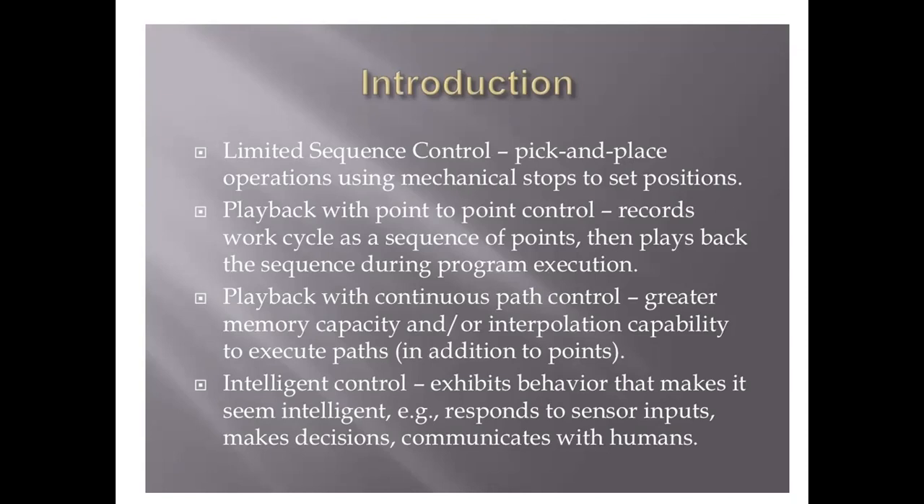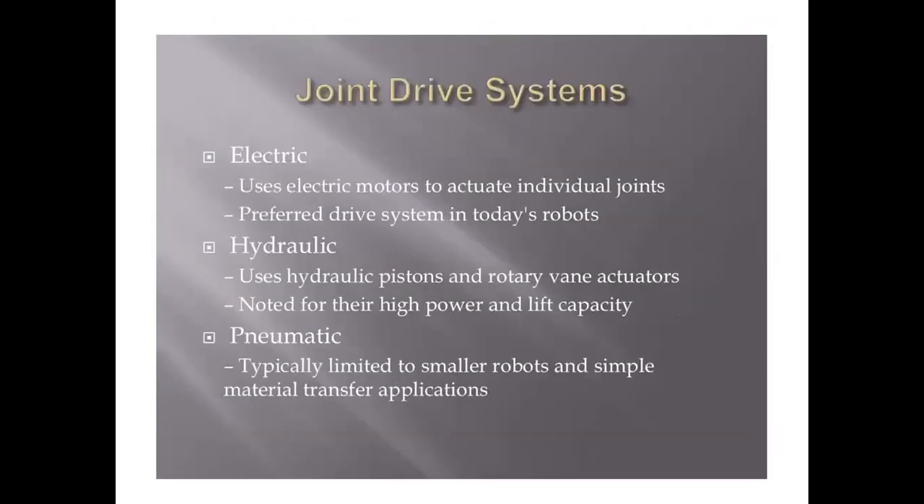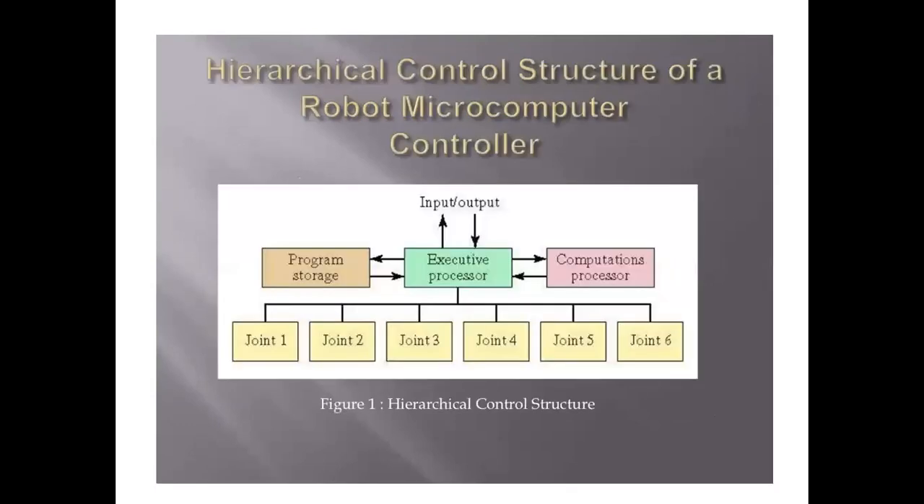Intelligent control பார்த்தோம் அப்படின்னா it will exhibit behavior that makes it seem intelligent and will be responding to sensor inputs. We'll have drive systems. Already we all know that electric system, hydraulic system, pneumatic system. So electric systems வந்து it is used to actuate individual points. Hydraulic வந்து it is used for rotary vane applications. Pneumatic வந்து it is particularly for similar robots.